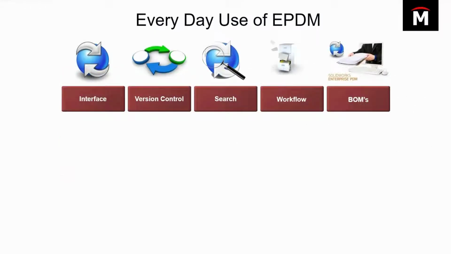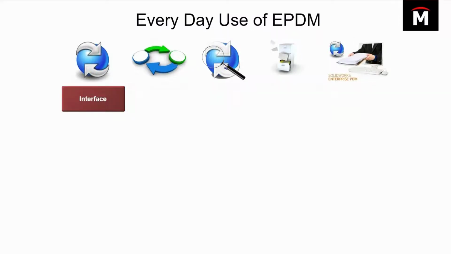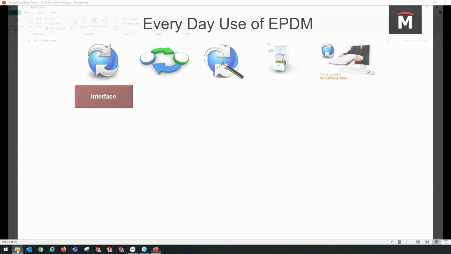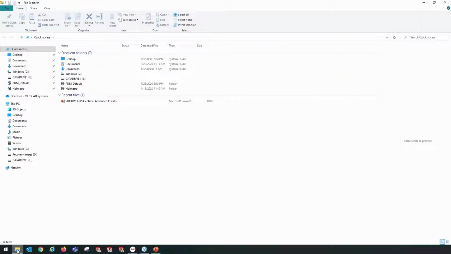So what we're going to do today is get into some of that everyday use inside of the SolidWorks PDM. And these are the 5 subjects that we're going to work with. I'm going to start with the interface. Like I mentioned earlier, when I look at the interface, I'm going to go down here, click on my File Explorer button, and launch File Explorer.